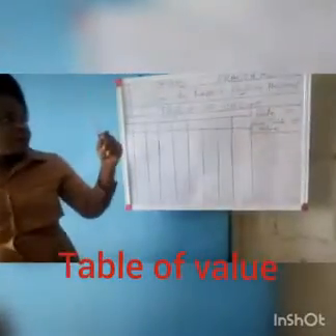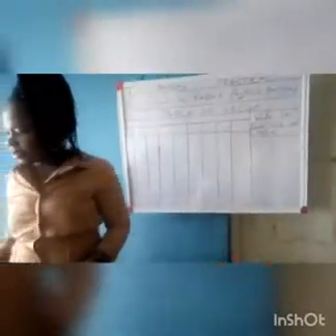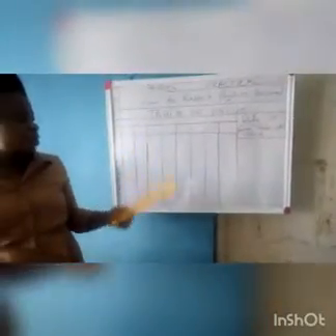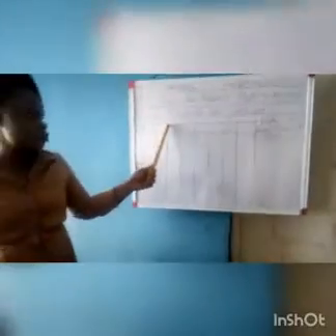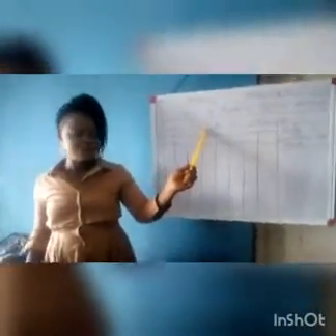Step 2, the purpose. Step 3, the materials. Step 4, the method. Step 5, the results. And the results, I told you, include from the data, the table of value, and your graph analysis. Now that is what is taking us to today's class, table of value.